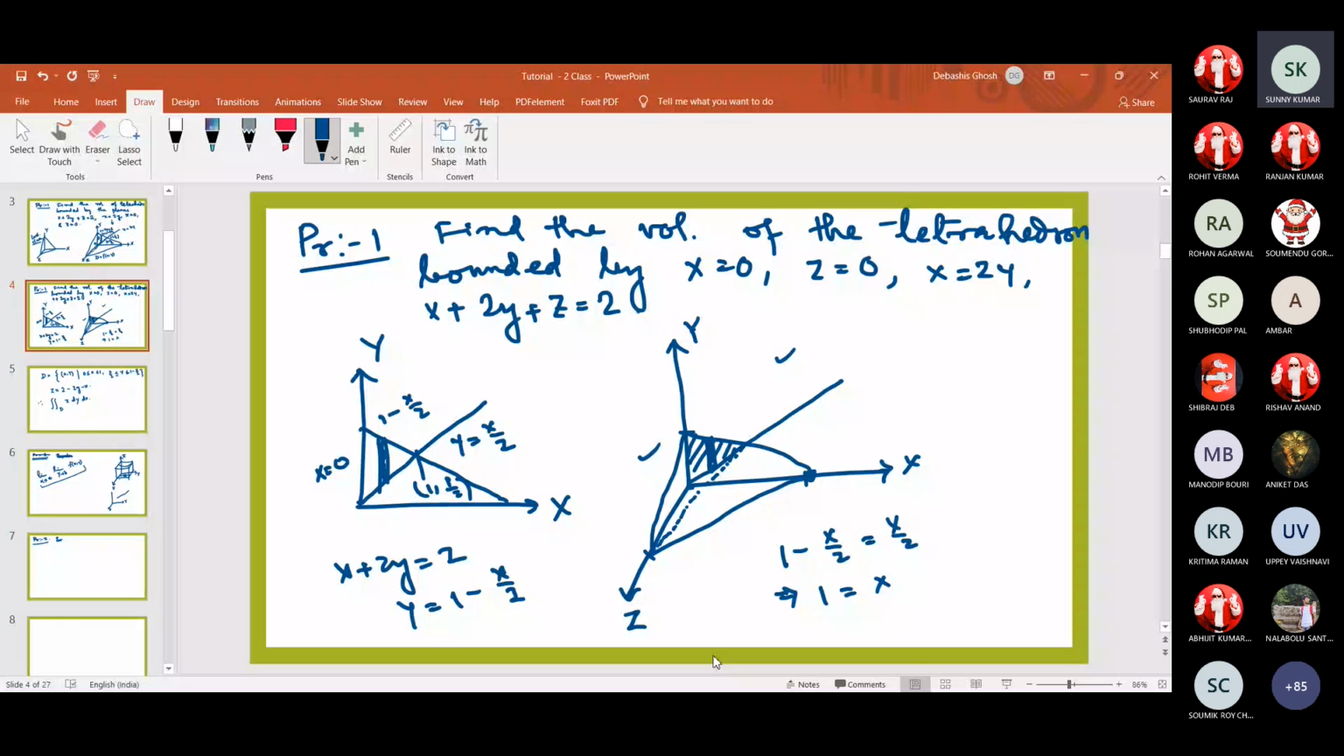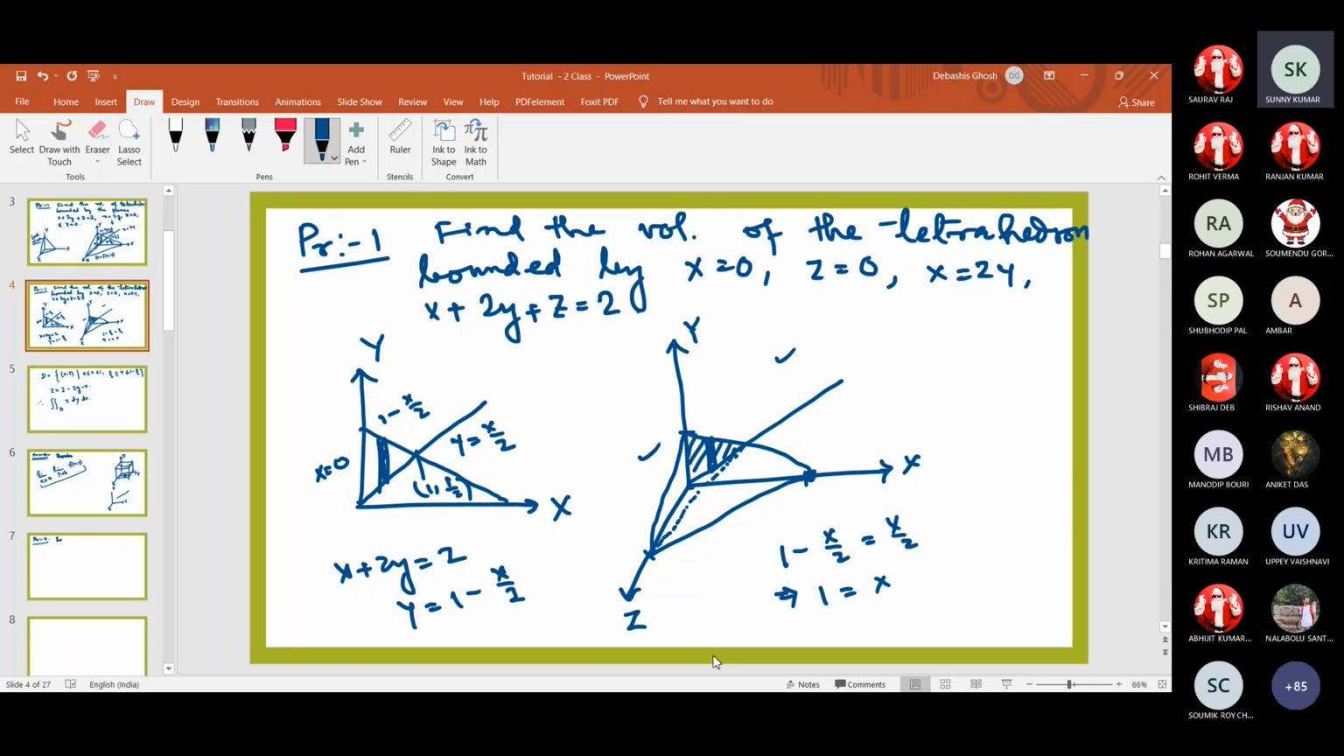I think because x equals to 0. I am not taking x equals to 2. I have taken x equals to 0 because this is your y-axis. No, sir. Why do we take the base in the xy plane? That part I did not understand. You can take any other coordinate plane. We are taking this one because most of the time we are finding the area in terms of your xy plane.